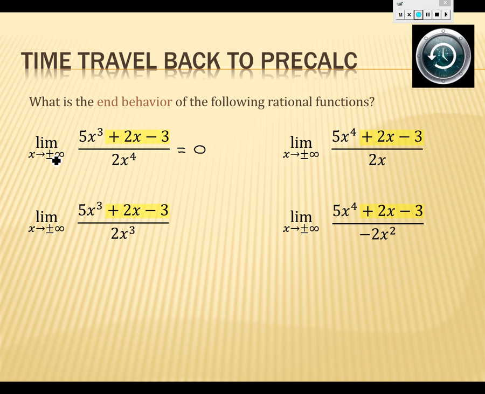Did you guys talk about this one? For the limit as x goes to negative infinity, is it the same? Or what is it? What happens when you plug in negative 1 million? What do you get here?